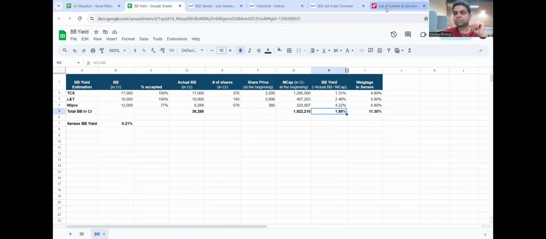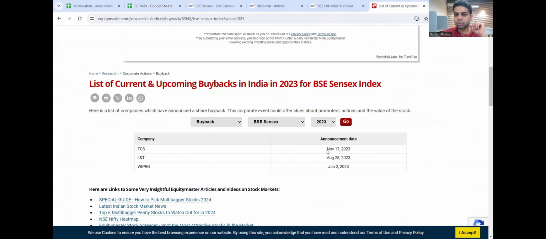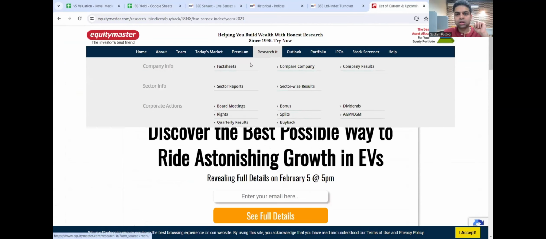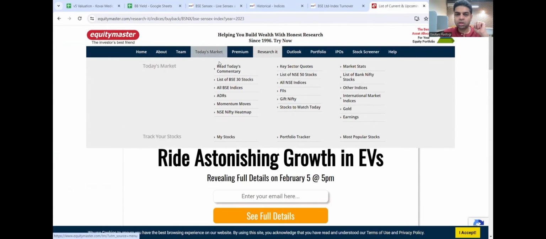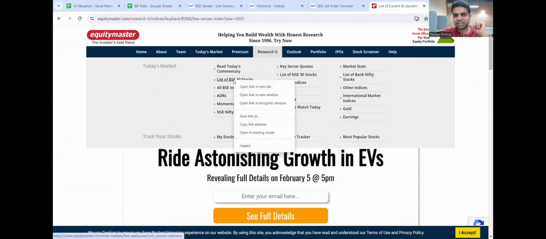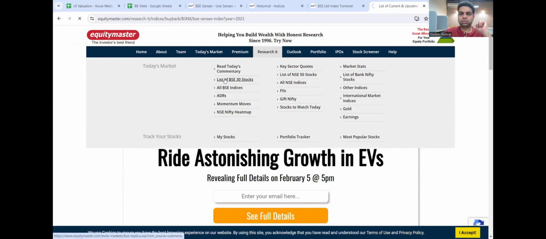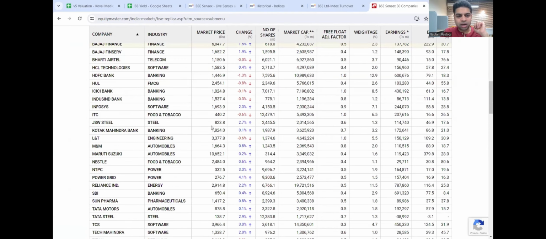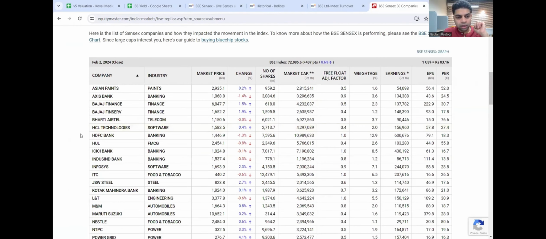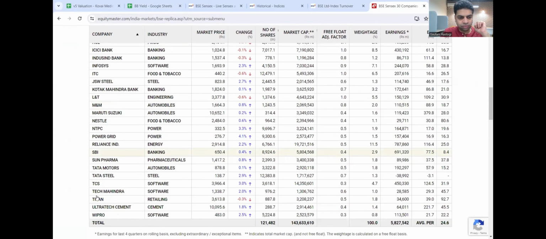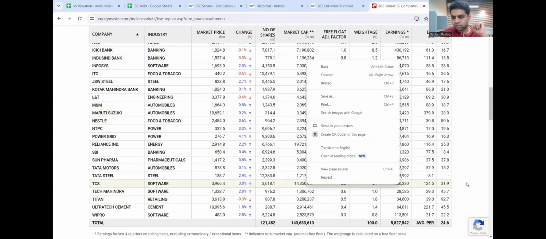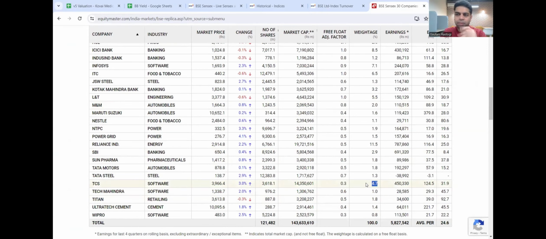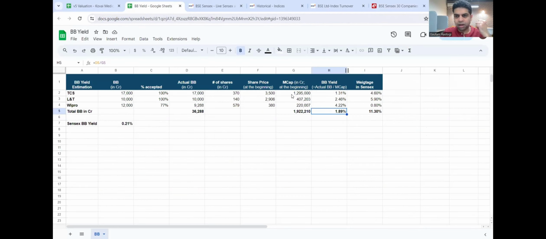Again, go to Equity Master. In Equity Master, go to today's market, click on list of BSE 30 stocks. All these 30 companies will be pulled up. Look at say L&T or TCS. Yeah, TCS. You see the weightage here, 4.7. Pull this information and plug it in here.